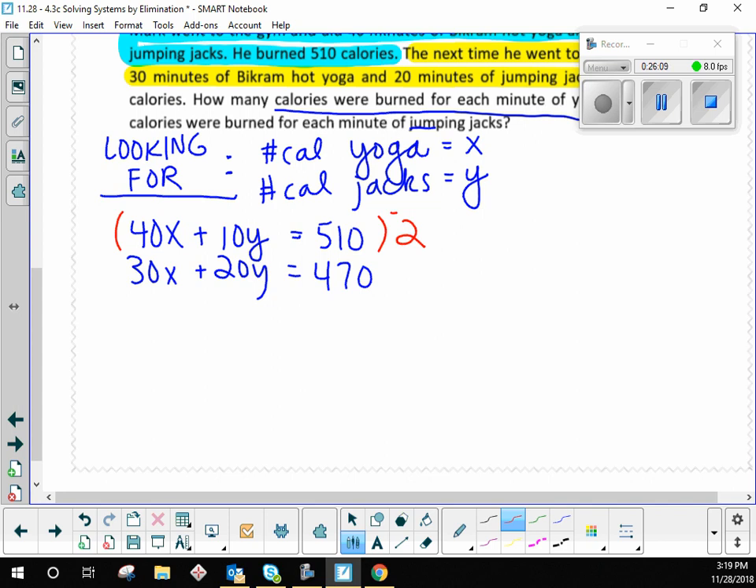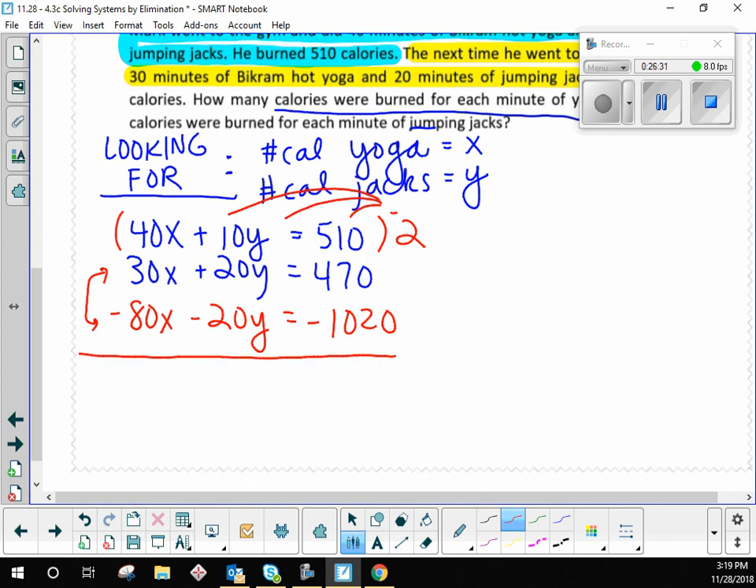So now I'm going to distribute that negative 2 through, and I'm going to write it right underneath this bottom equation because I'm about to add them. So I get negative 2 times 40 is negative 80x. 10 times negative 2 is negative 20y. And then 510 times negative 2 is negative 1020. And I'm going to add these two equations right here. Okay? So 30 minus 80 is negative 50x. The y's cancel. And then 470 minus 1020 is negative 550.